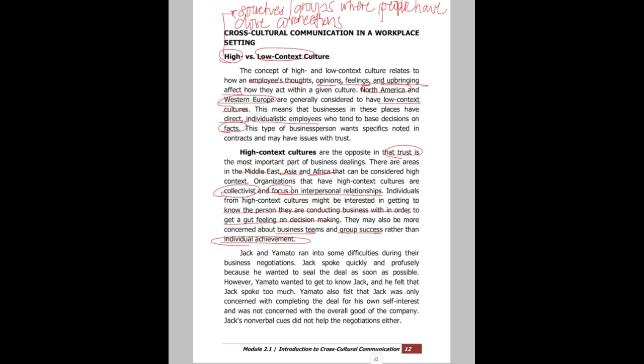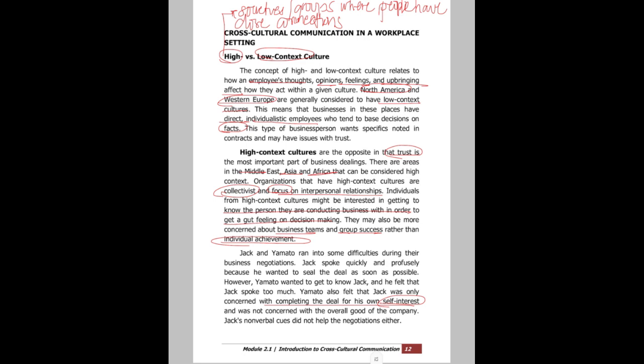So, Yamato also felt that Jack was only concerned with completing the deal out of his own self-interest. So, dun tayo nagkakaproblema. If walang proper communication, other people might misunderstand you. Other people might think of different ways kung bakit ganun yung reaction mo, or they might think that you have the so-called conflict of interest. So, it says here that it was not covered with the overall good of the company.